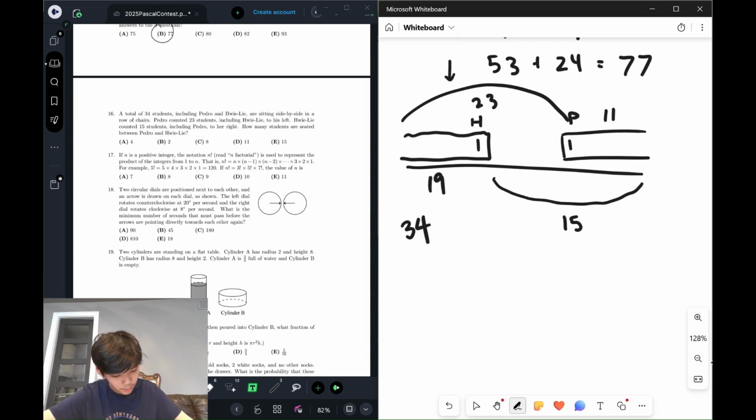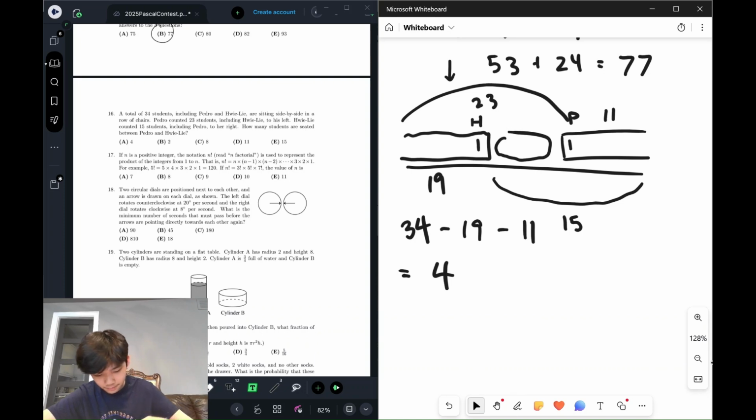Therefore, since we want the number of people in the middle, this is 34 minus 19 minus 11. There's going to be 4 students.